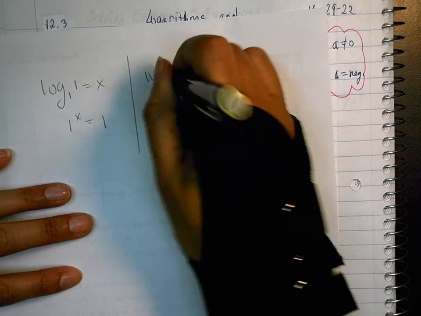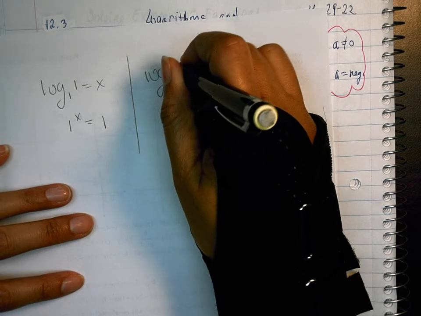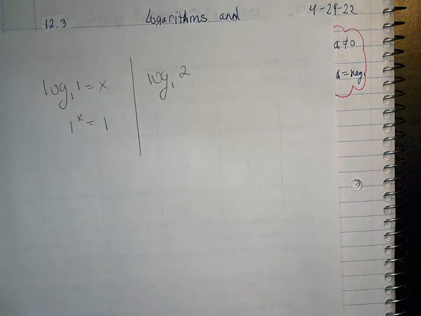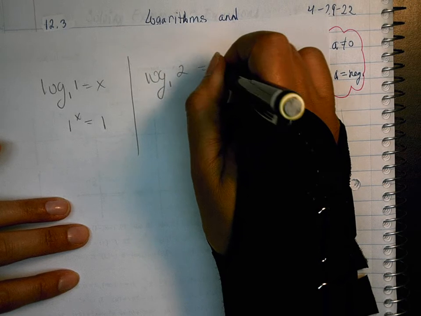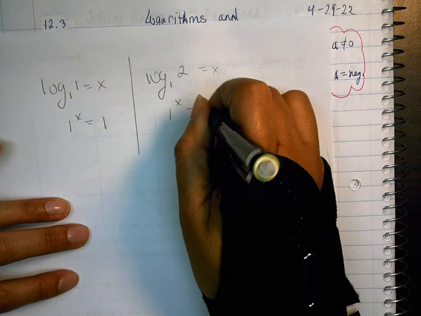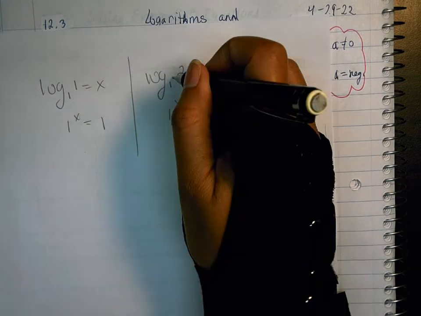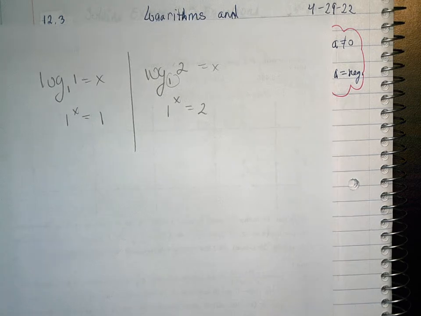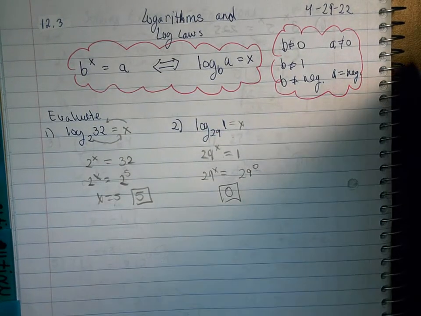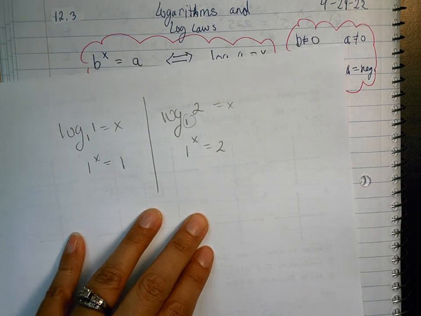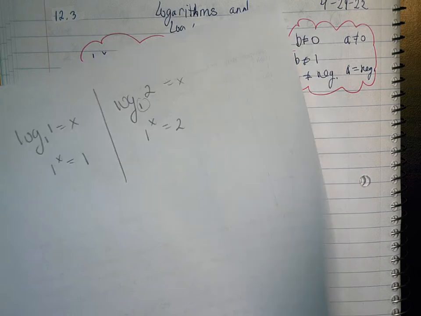Log base 1, pick a number here other than 1. 2. We actually just did this one today in my Math 3 class. I said it equal to x. 1 to what power is 2? Is that going to work? No. And it has to work for all of them, not just for one case. So do you guys see why the base cannot equal 1, but A can? Okay, so questions on his question that he had? None? Okay, moving on.